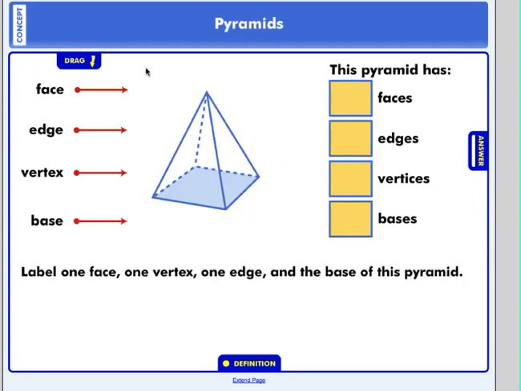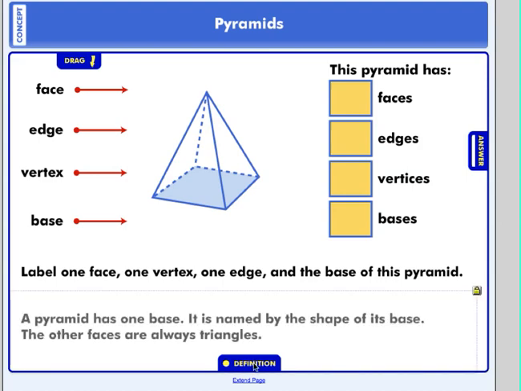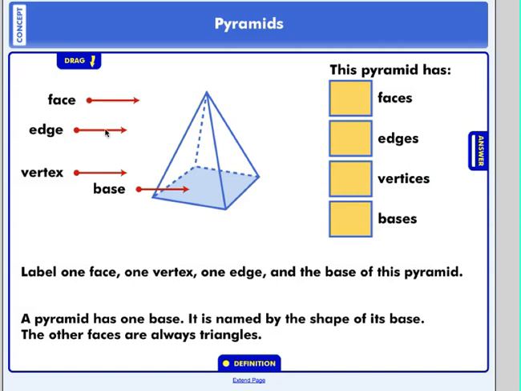Let's take a look at pyramids for a moment, okay? Now in 5th grade, we don't do a whole lot of work with pyramids, but you should still be familiar with the properties of a pyramid. A pyramid has only one base, okay? And then it has triangular faces. Okay. Now we name the pyramid by the shape of its base. So this base is a square. We call this a square pyramid.